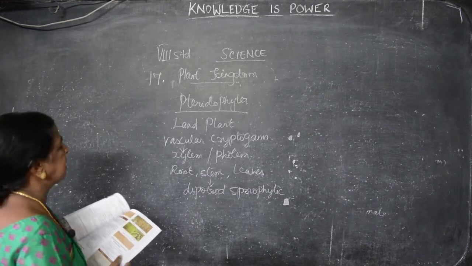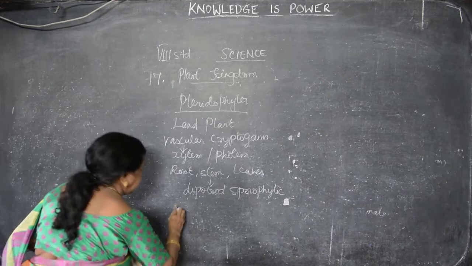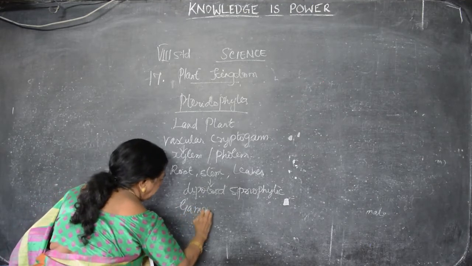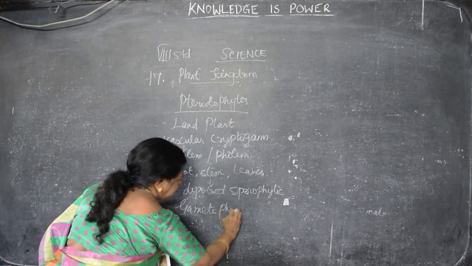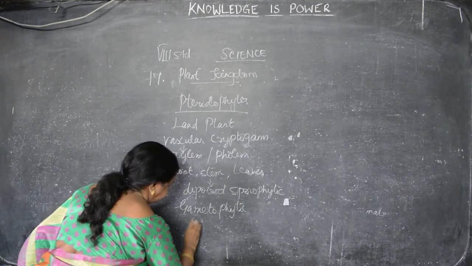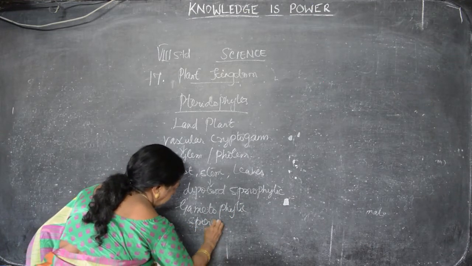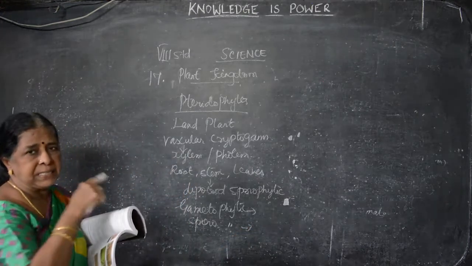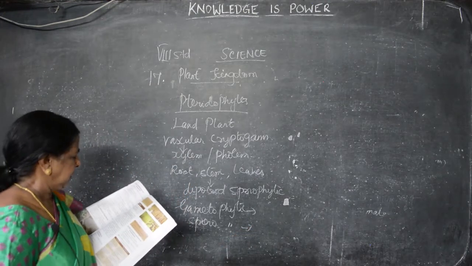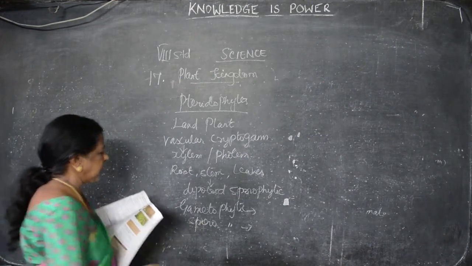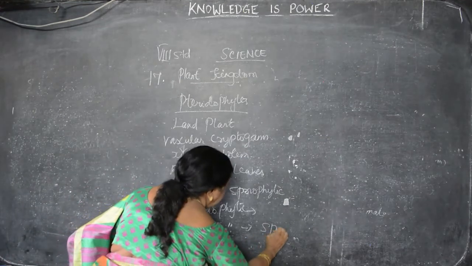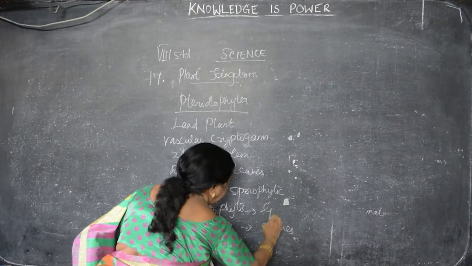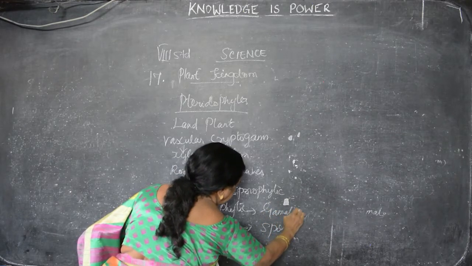Here also there are 2 stages: gametophyte as well as sporophyte. Gametophytic generation and sporophytic generation. There too we have seen the sporophytic generation is a short one. Sporophytic generation is by means of spores, and gametophytic by gametes.